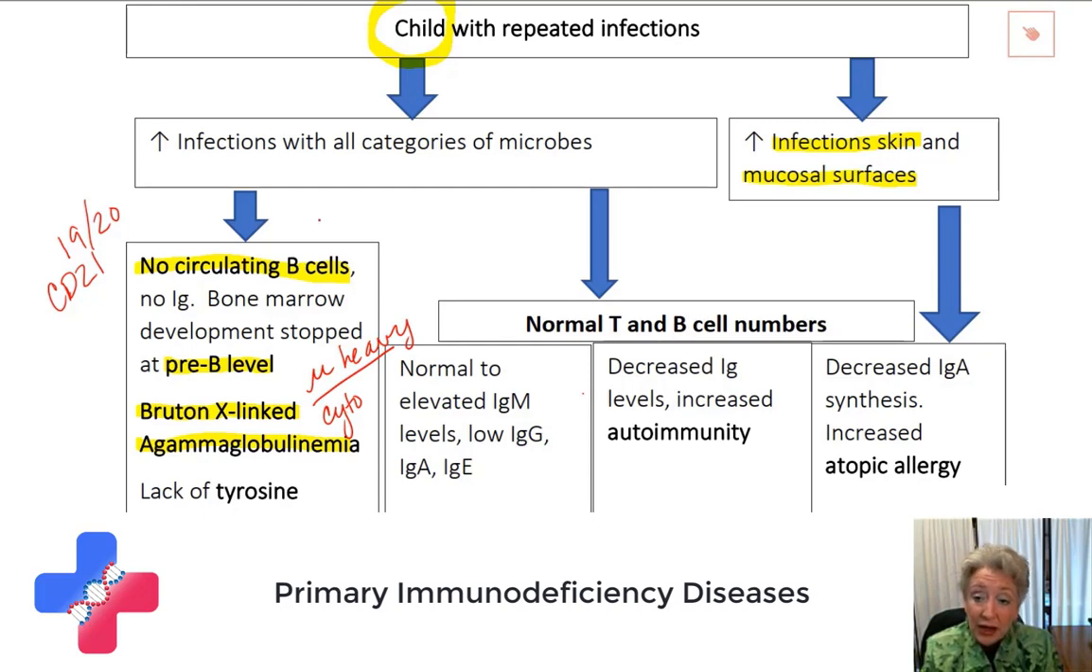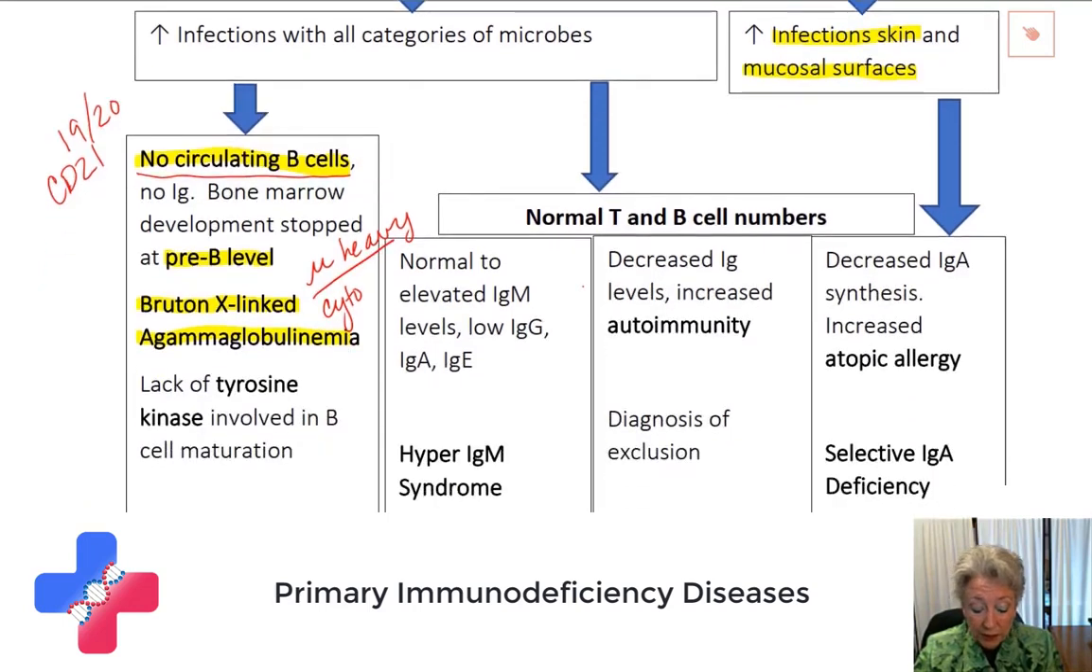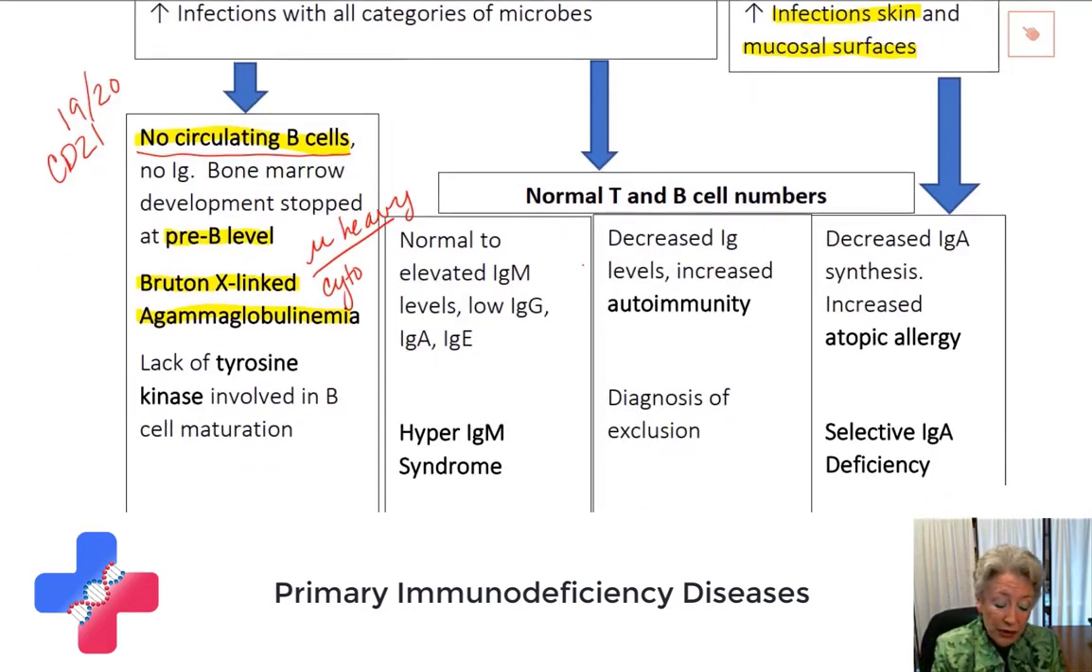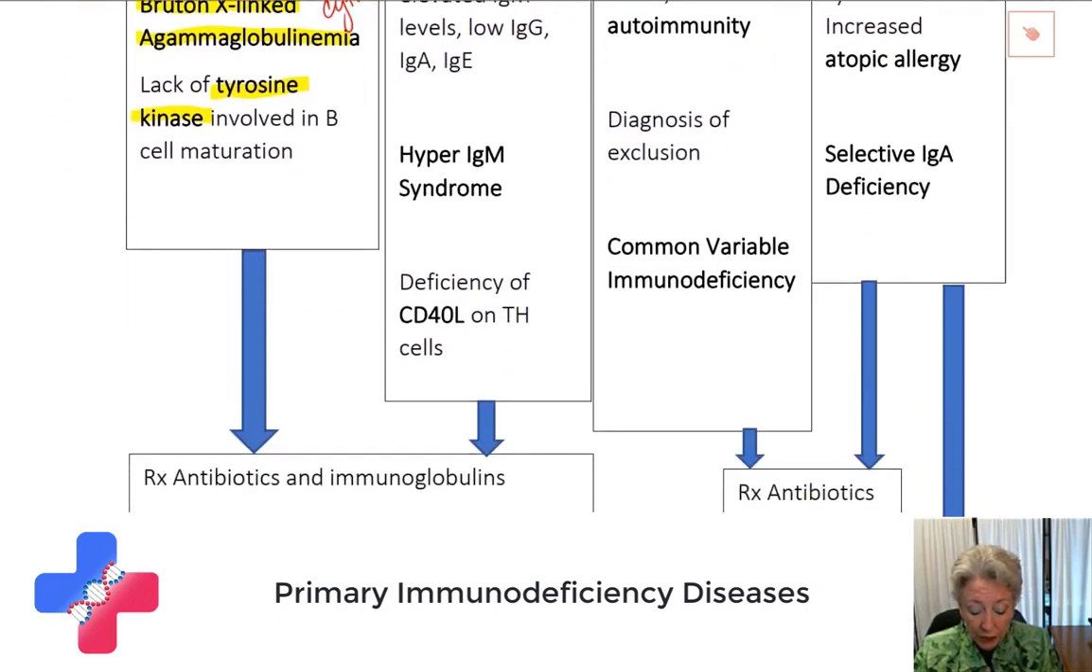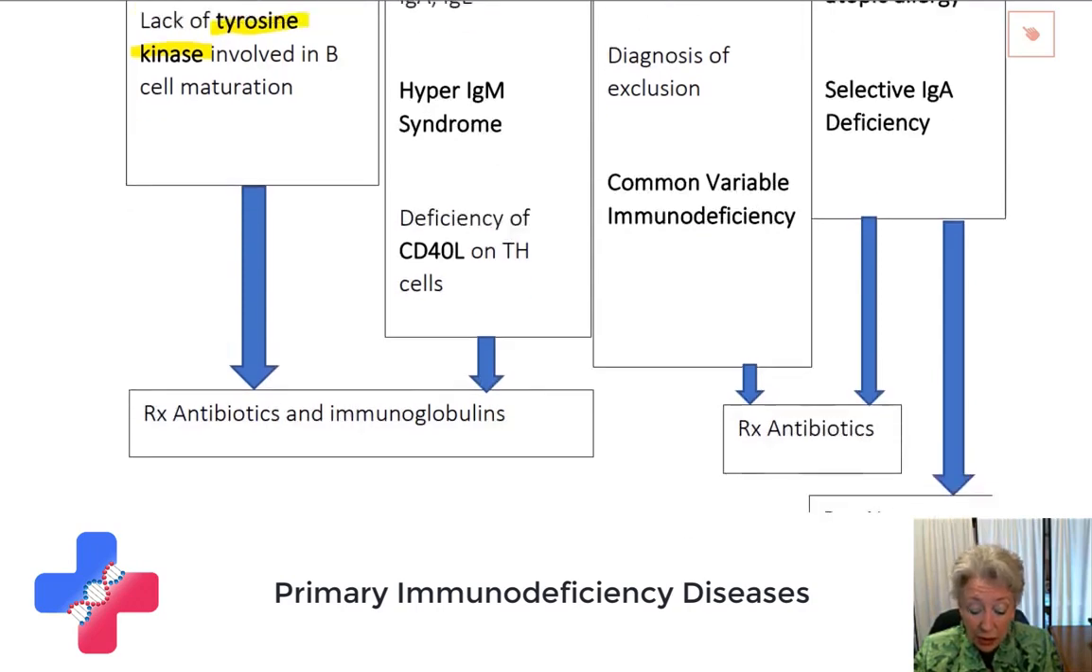So in this case, that is the case of arrested development of the cells, which means that I will not have any of those cells released from the bone marrow because they've not completed their development. It's a problem with a tyrosine kinase that's involved in B lymphocyte maturation. Okay, I'm going to treat those patients with antibiotics and immunoglobulins.